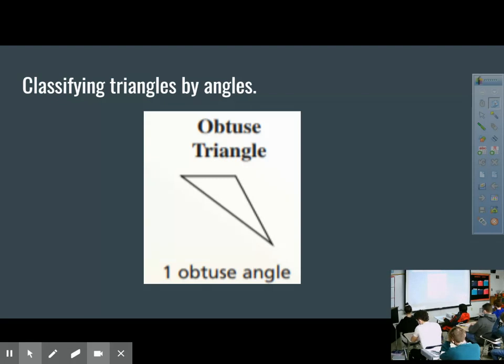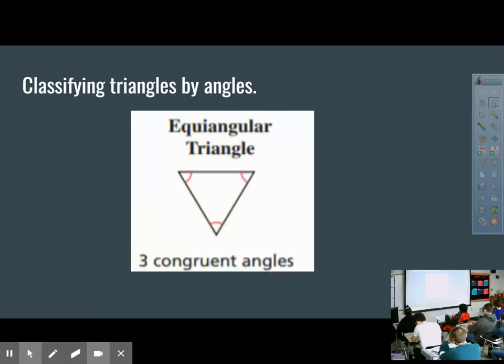And then the last one is equiangular. Well, if equilateral means equal sides, equiangular means equal angles. All three angles are congruent. So for equiangular, you need to put three congruent angles. And which of those triangles would be equiangular? The second one, the one on the top right, is equiangular and it's acute.